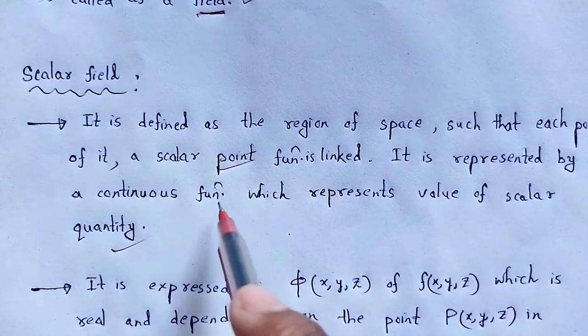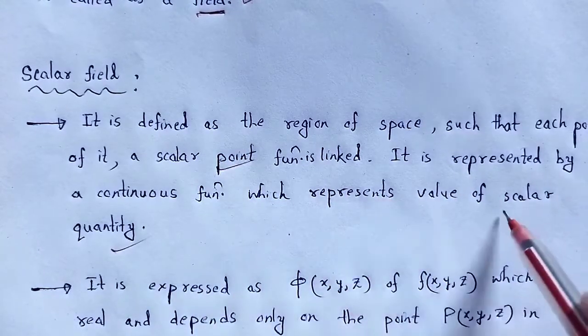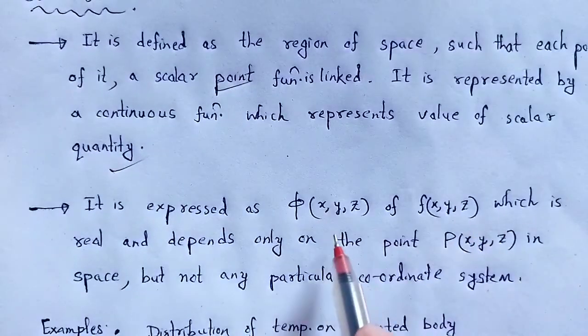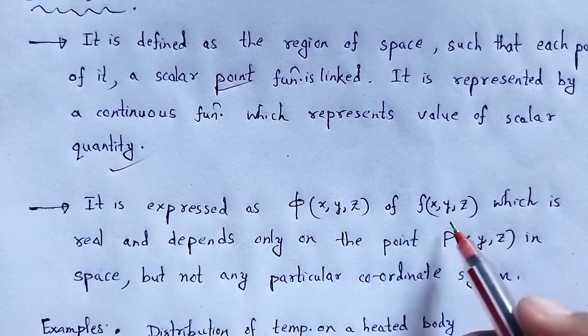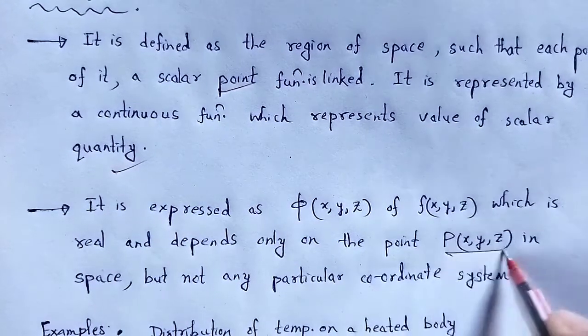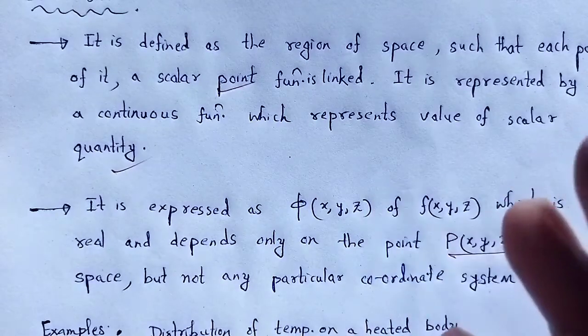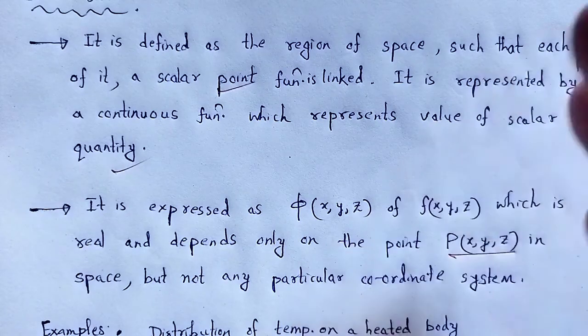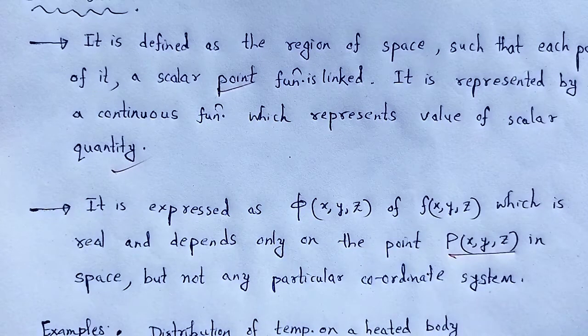It is represented by a continuous function which represents the value of a scalar quantity, expressed as phi. Phi is a function of x, y, z, that is f of x, y, z, which is real and depends on the point. Let that point be P of x, y, z in space, but it does not depend on any particular coordinate system.